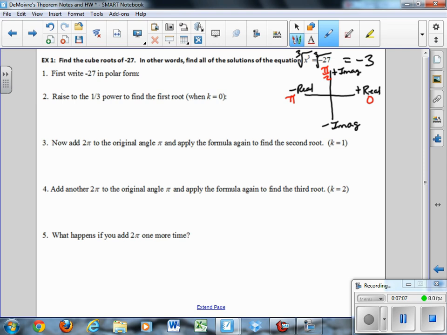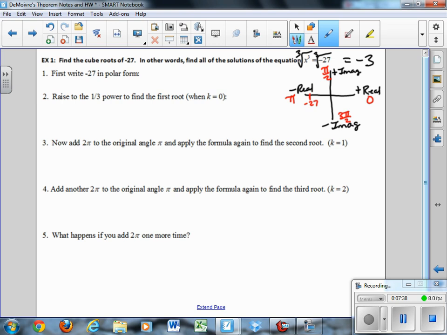So when we write a complex number in polar form, if we only have a single number, either real or imaginary, it's going to correspond to one of those 4 angles. If it has 2 numbers, an a plus bi, it'll be in one of the quadrants. So right now we have negative 27. Negative 27 is over here in the negative real direction. So that tells me I have a radius of 27 along with an angle of pi. Does that make sense to you guys?